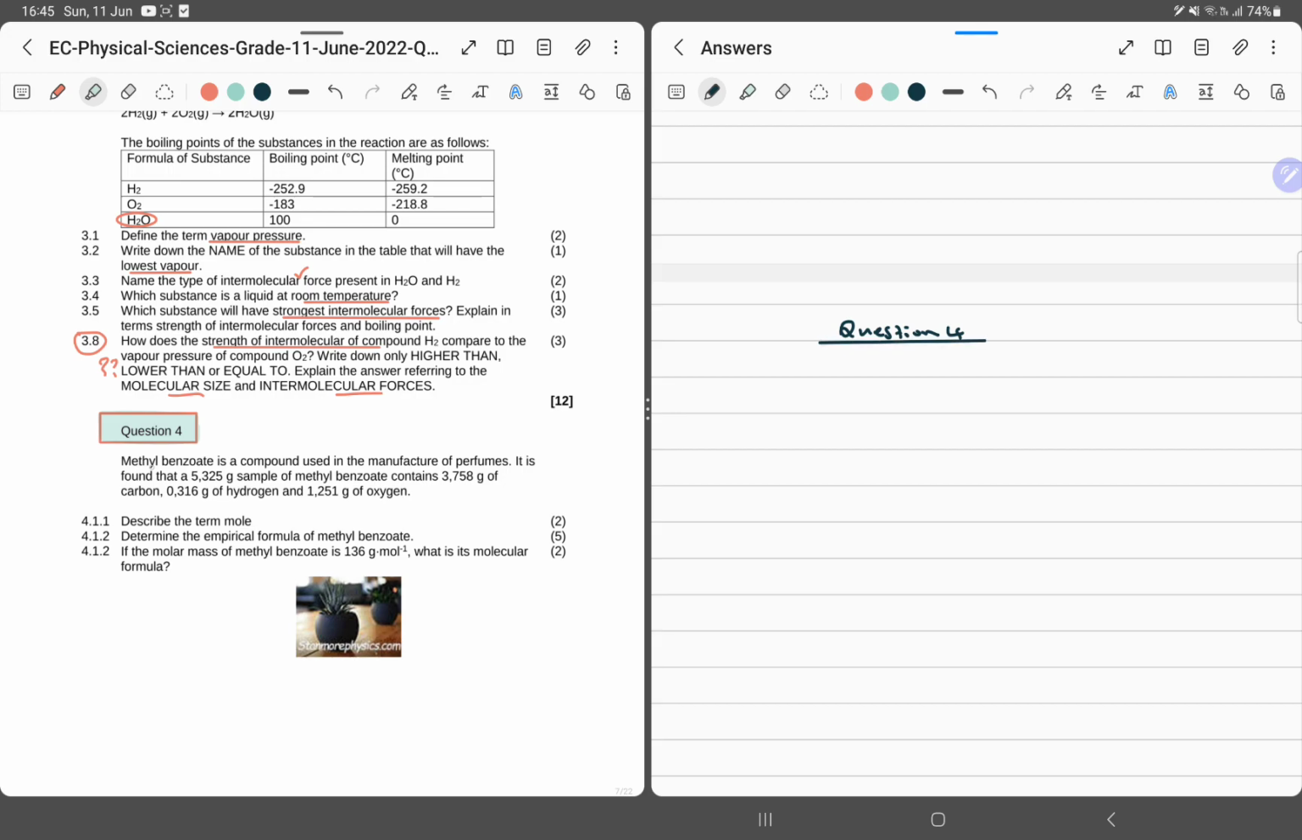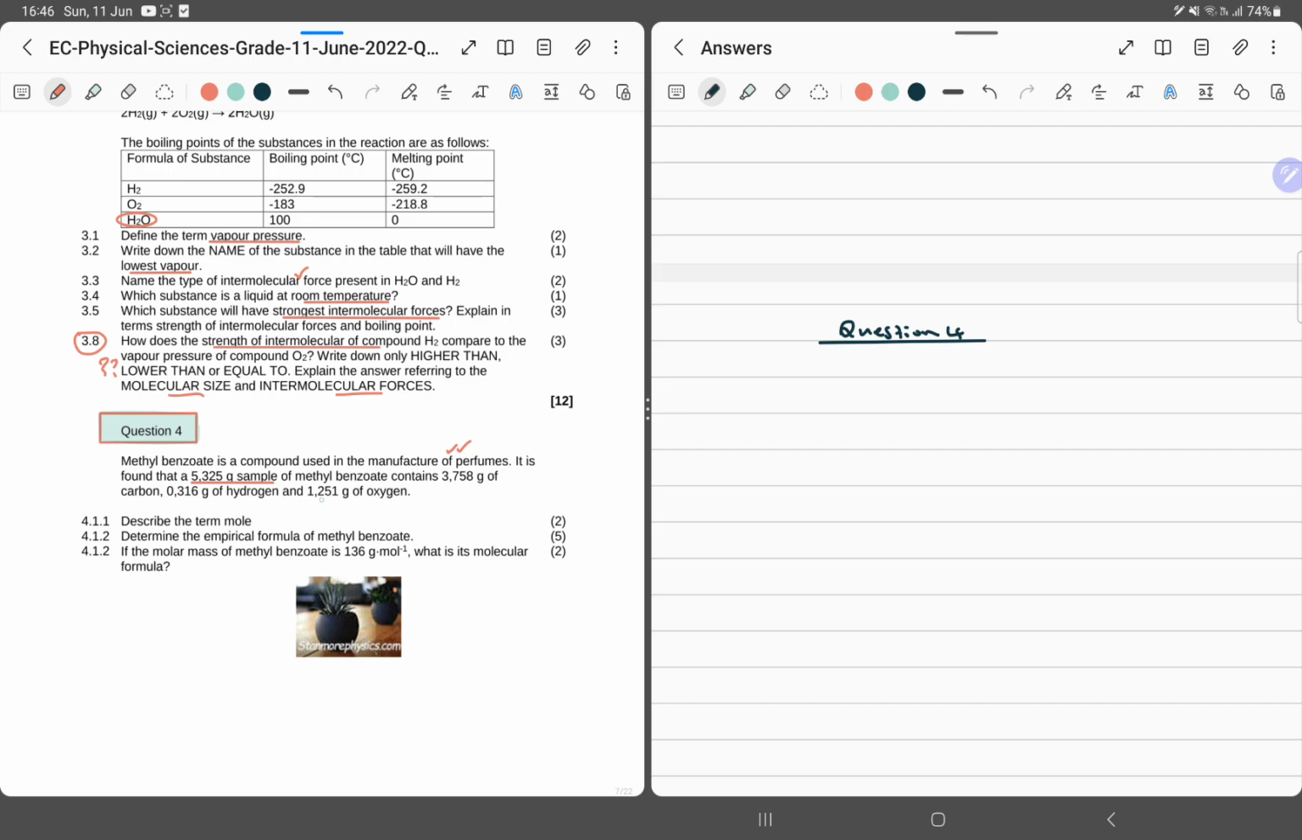It is like this. Methyl benzoate is a compound used in the manufacture of perfumes, okay? Yeah, we know it. It is found that a 5.325 gram sample of methyl benzoate contains 3.758 grams of carbon, 0.316 grams of hydrogen, and 1.251 grams of oxygen.